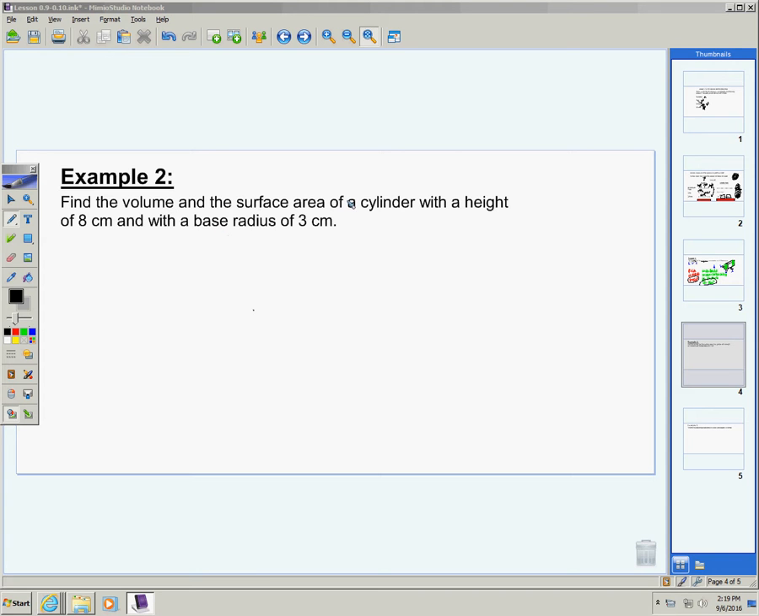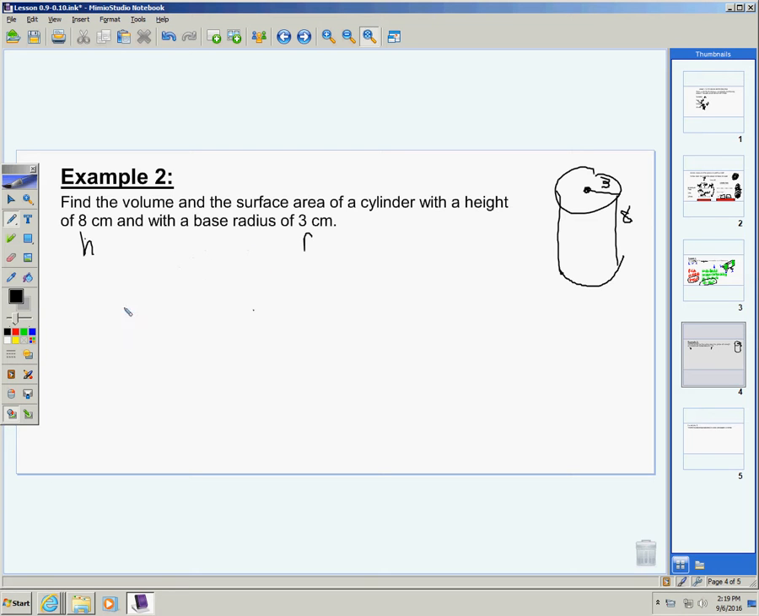Volume and the surface area of a cylinder in example 2, and it tells us we have a height of 8 and a base radius of 3. Now you are more than welcome to draw your cylinder and label the radius 3 and the height 8, but since they already tell us the height is 8 and the radius is 3 centimeters, we don't really need to draw this diagram. We already have what we need to plug into our formula.